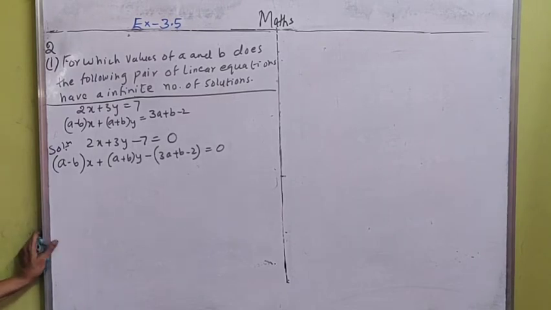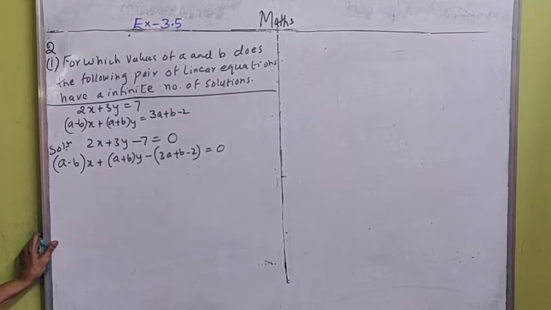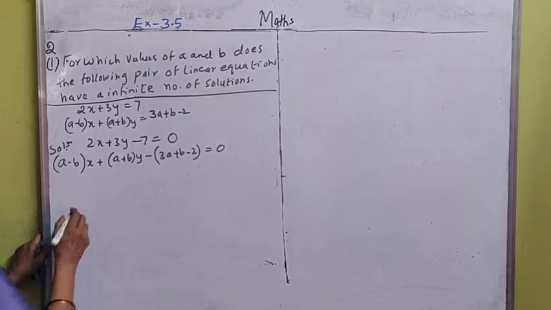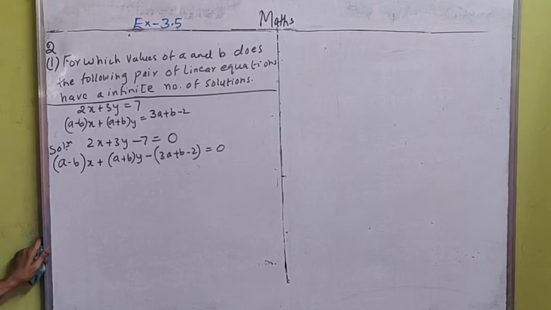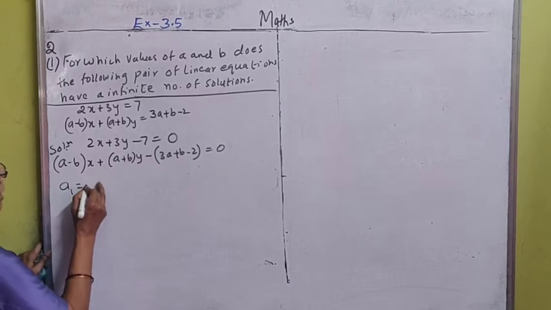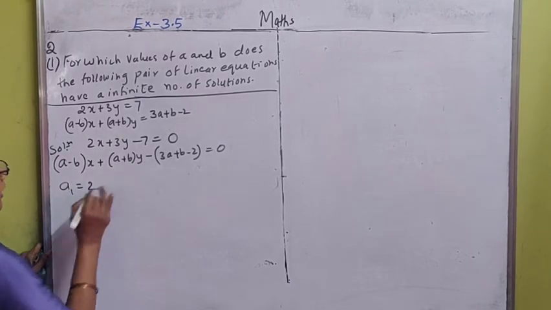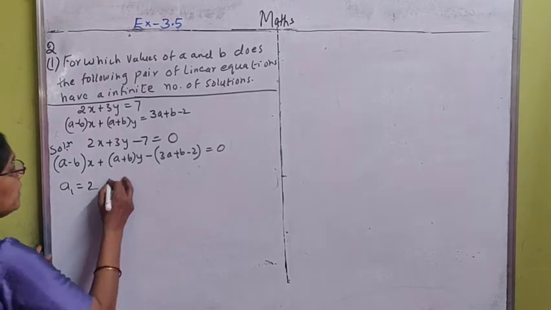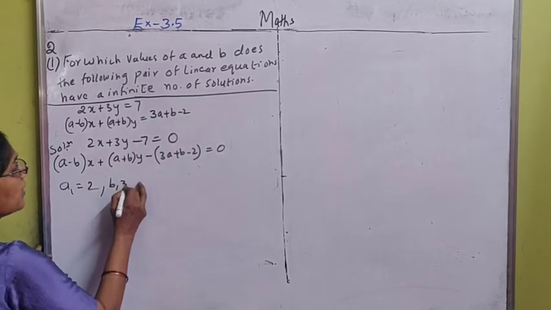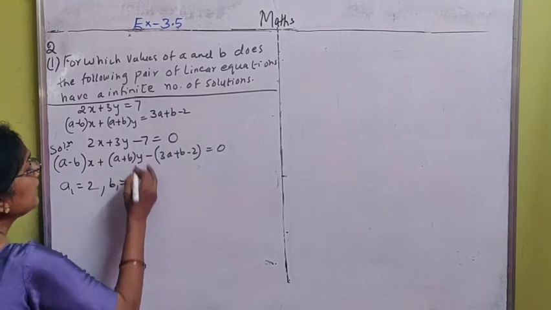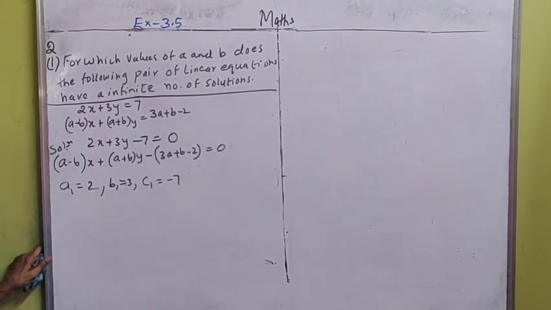Now, what does he tell us to find out? Infinite number of solutions. For infinite number of solutions, what is the rule we have? First let us find out the a1 value, b1 value, c1 value. So a1 is equal to, sorry, a1 is equal to 2. b1, the y coefficient, is 3. c1, with the minus sign, is minus 7.